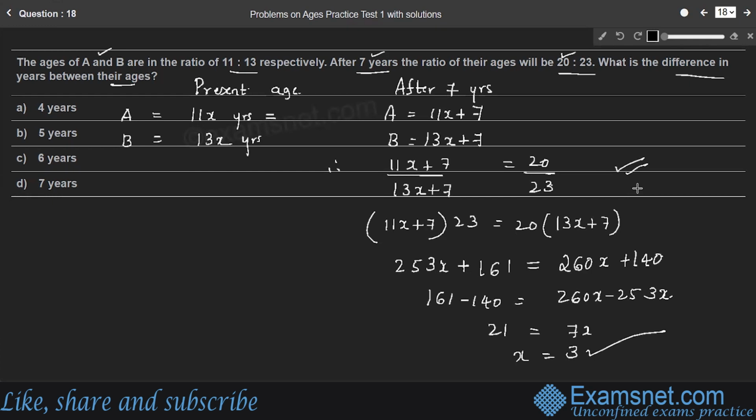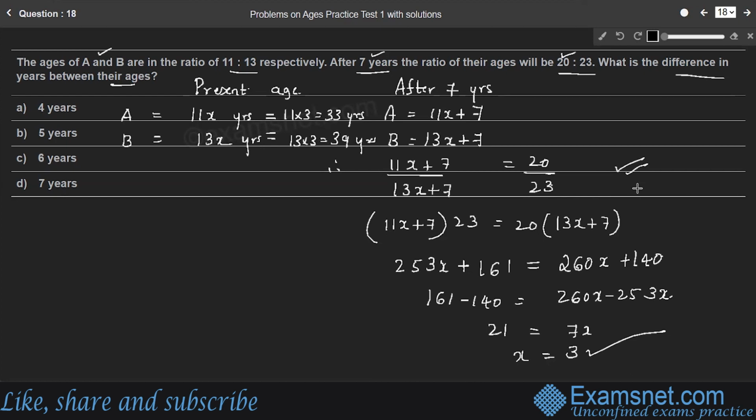We'll find the present ages of A and B, right? So 11x years means 11 into 3, which is 33 years. A is 33 years old. B is 13 into 3, 39 years old. B is 39 years old.